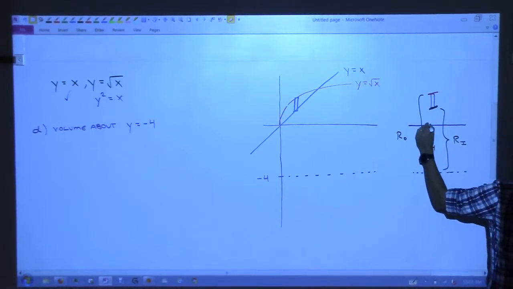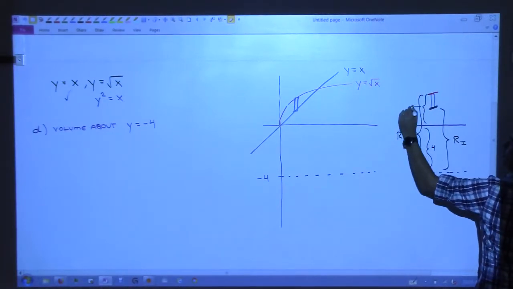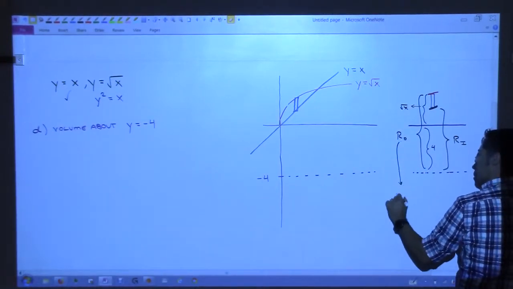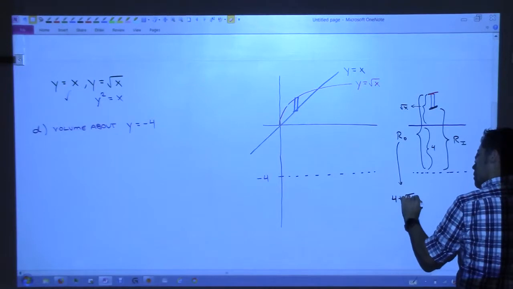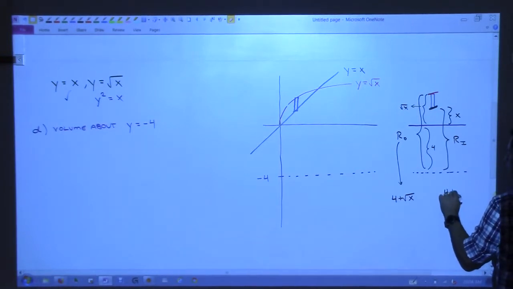And then the distance from here to here is the top one, right? Root x. So our outer radius is 4 plus root x. That's our outer radius. And then what about our inner radius? Okay, we know that from here to here is 4, and then from here to here that's just x. So the inner radius is 4 plus x.